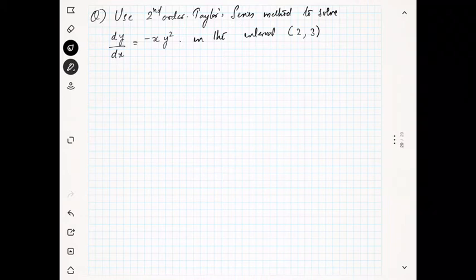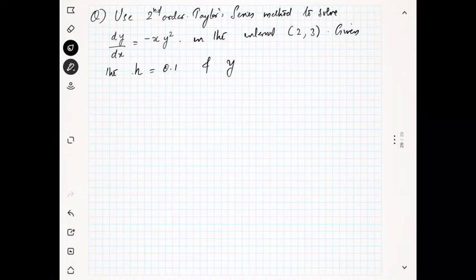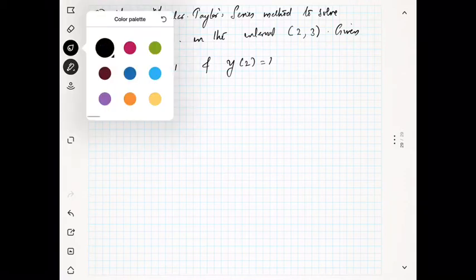What are the function values in the interval 2 and 3? This is what we want to compute. And given that the value of h is equal to 0.1 and y of 2 is equal to 1. That means this is the initial condition. Now we are going to solve this differential equation.